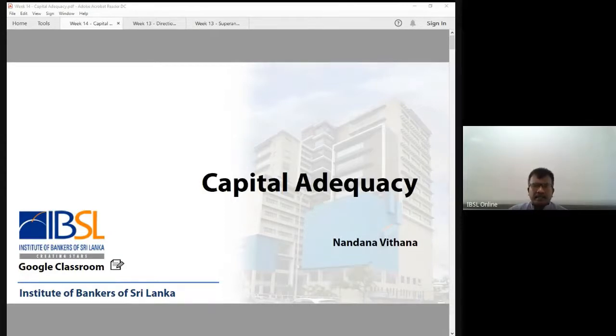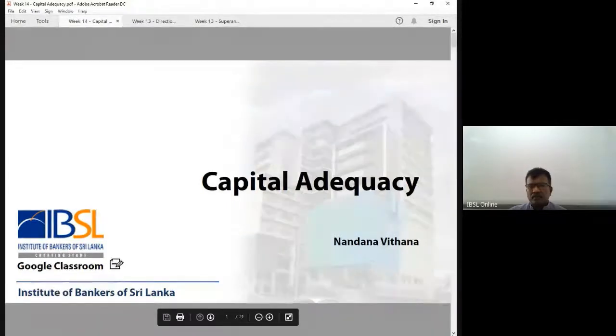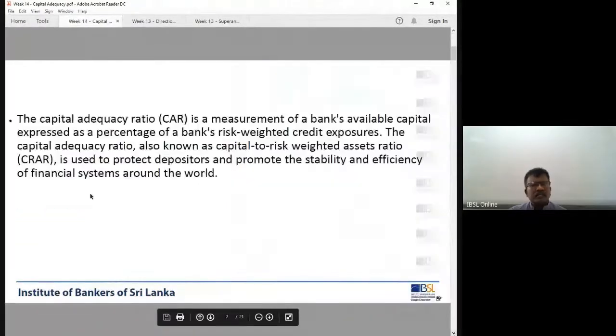Right. We'll first go through the slides. Capital adequacy. The capital adequacy ratio, CAR, is a measurement of a bank's available capital expressed as a percentage of the bank's risk-weighted credit exposures.